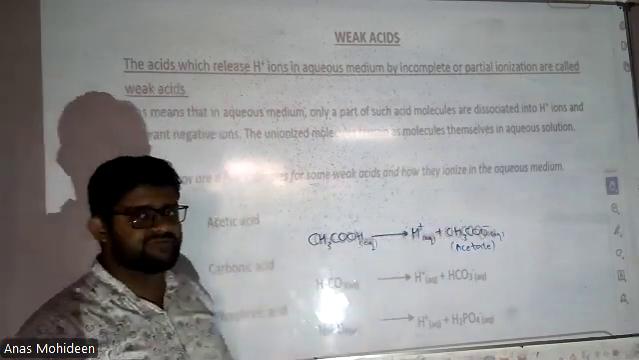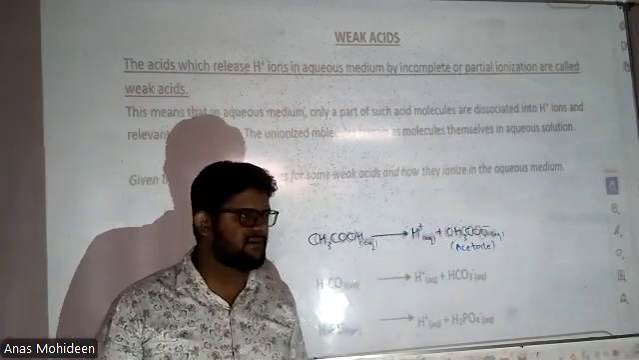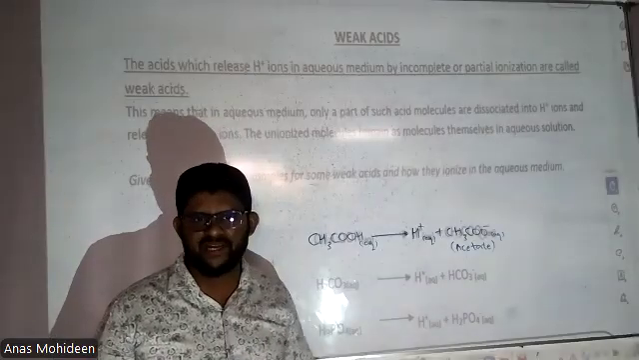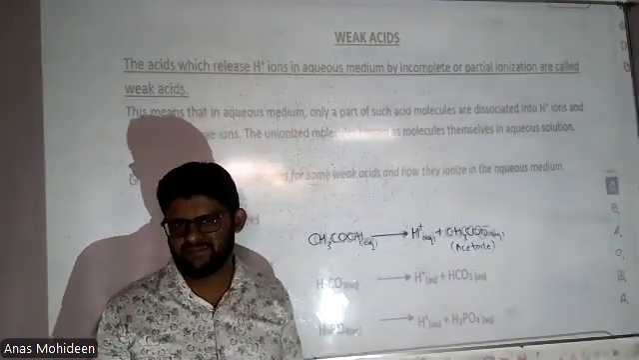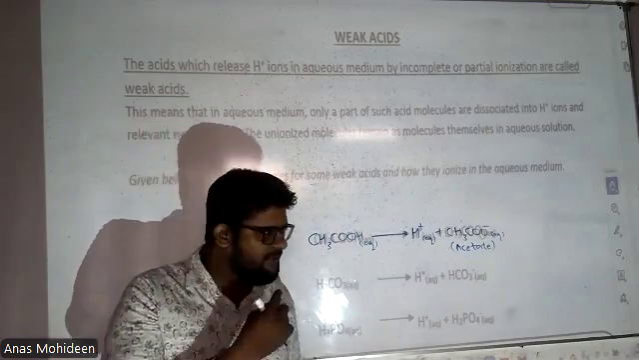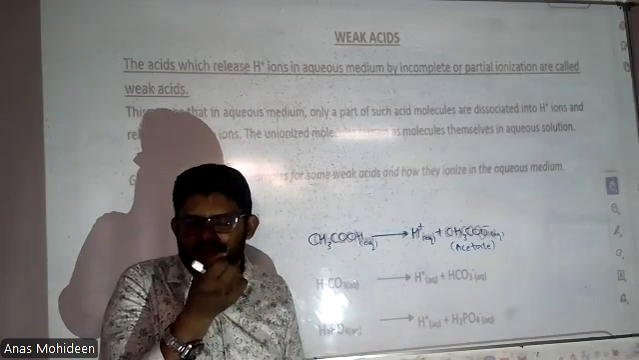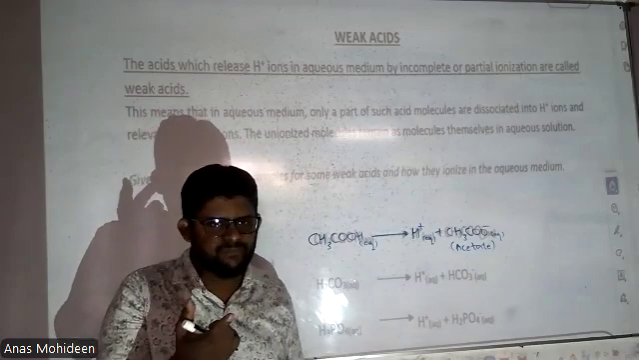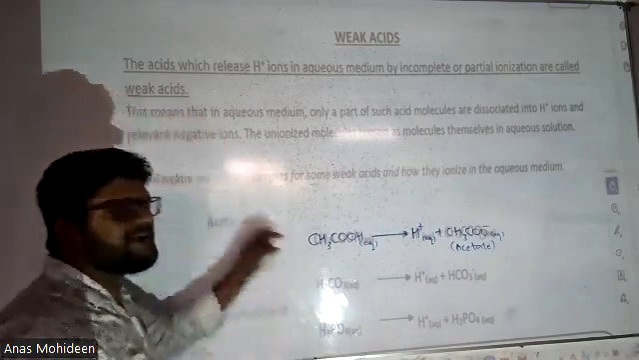And this acetic acid is present in vinegar. It contains 3 to 5% of acetic acid. Okay, it is a weak acid. And that is why when you keep vinegar on your tongue, you can taste the sour taste. So that taste is there because of this.